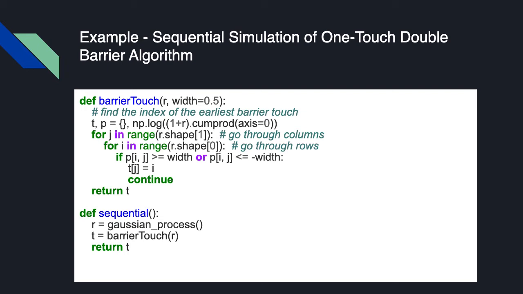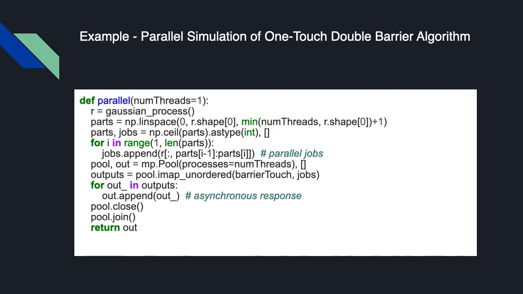Multiprocessing can help us speed up simulation time. One such simulation is the one-touch double barrier algorithm. In this algorithm, we close the position when the price either hits the upper bound or lower bound that is predefined. So here in the barrier touch function, we calculate the first time that such a condition is met, the first time that the price hits the upper or lower bound of the barrier. The sequential implementation will run the simulations one by one on one processor. Next, compared to the multiprocessing approach, the simulations are independent, so they can be divided and run on different processors, and the results will be combined.